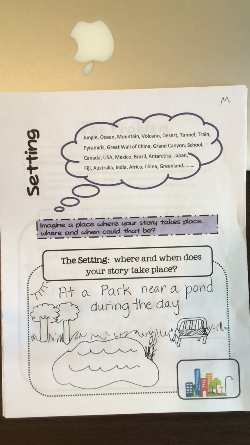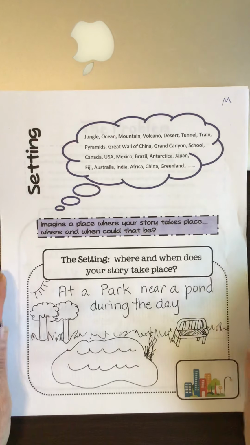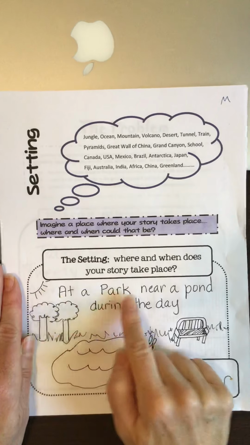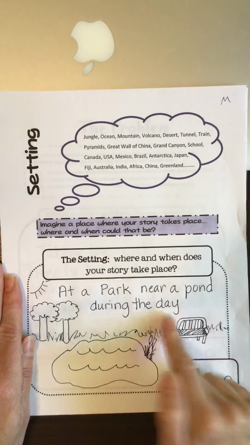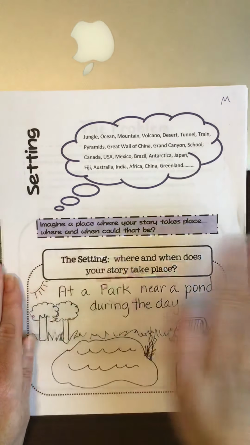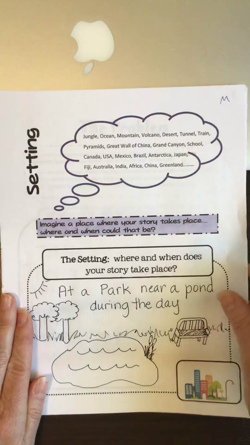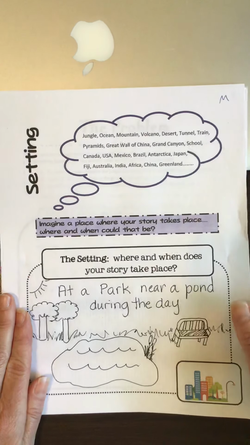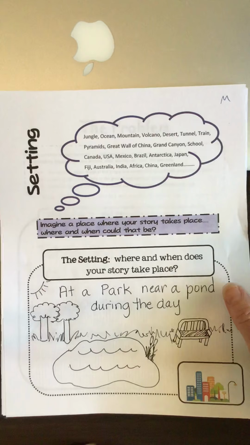It doesn't really matter where your setting is as long as you have a setting, and you can always have more than one setting if you like. You could be inside a house and outside a house. You get to decide because it's your imagination that's coming up with this story. So my setting for my story with Tabby and Tweety is at a park near a pond during the day. So I drew a little park, and of course your pictures will have color. I just did mine without color just to make it quick.